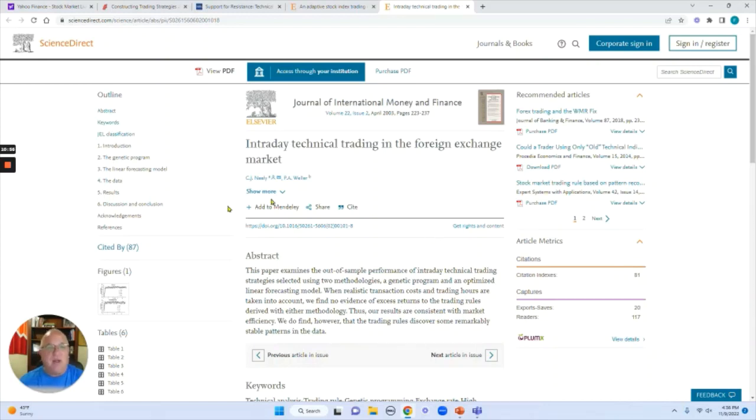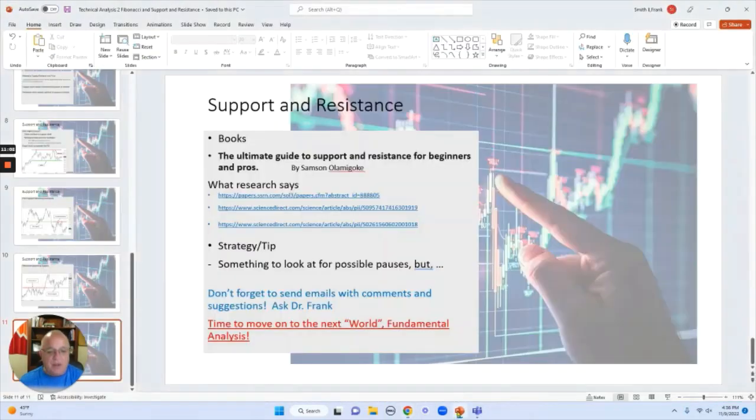So I try to throw those in there as well in case you want to learn a little more or dig a little deeper. So finally, the strategy tip on this one: something to look at for possible pauses. Once again, I do look when I think it's going to fall to a support level, when I feel like the market is trading in a range, I will look for the support and resistance levels to give me some help perhaps, and a chance to pause or consider whether I would invest because I think it's getting too cheap or too expensive.